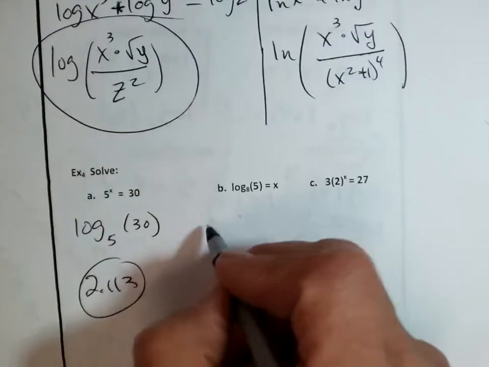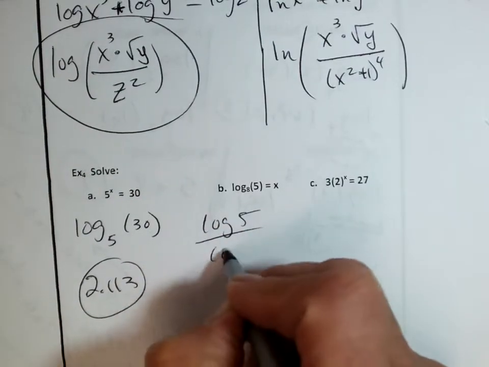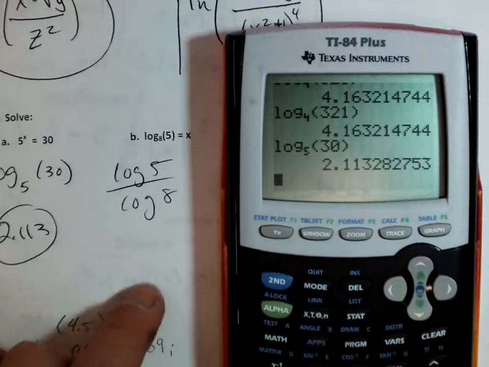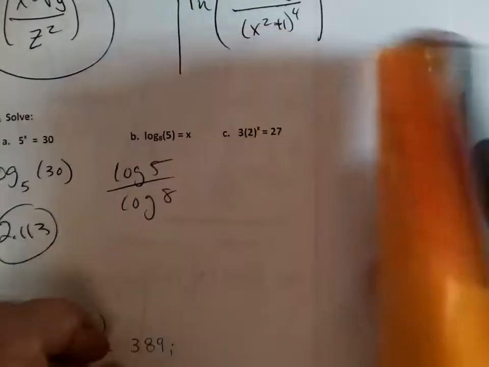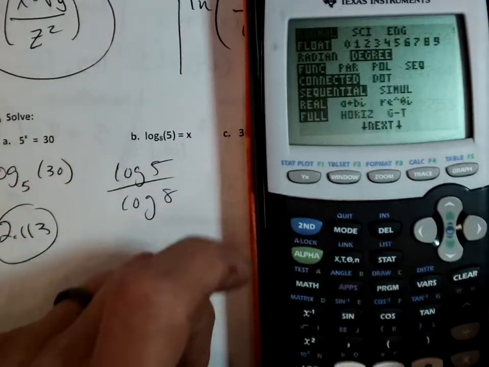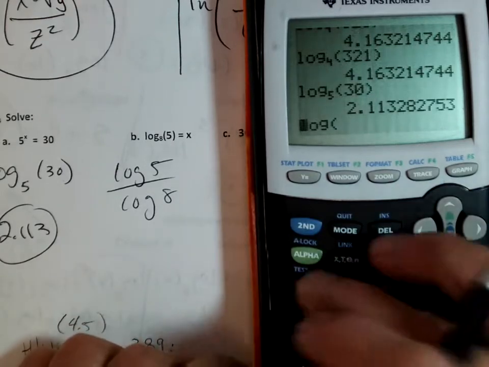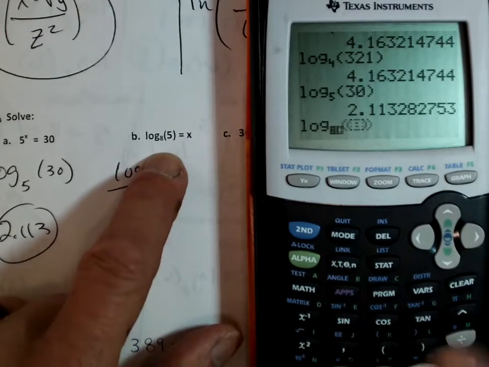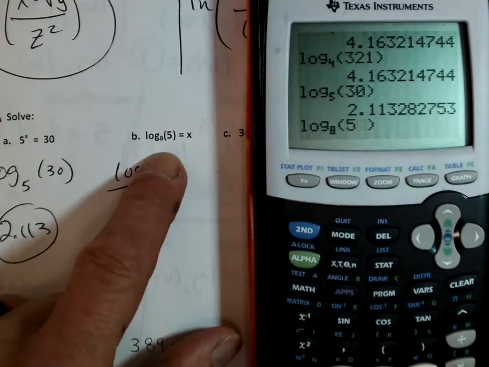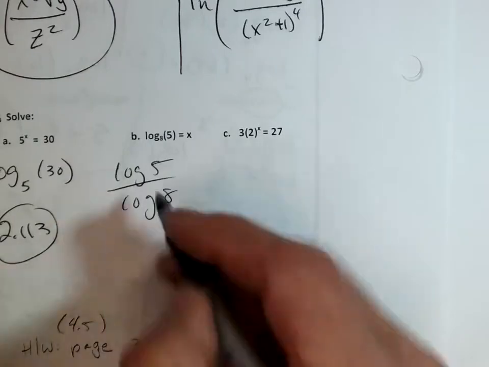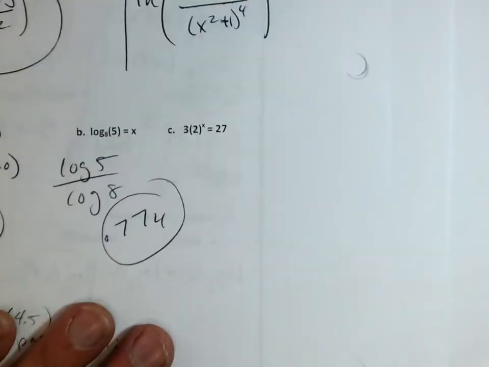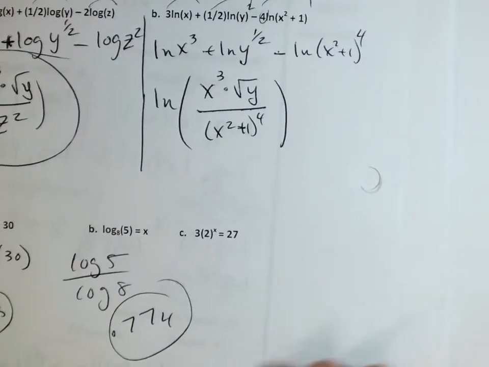I could go log of 5 divided by a log of 8. Or you guys are going to use fancy calculators, aren't you? And just type in log base 8 of 5, at about 0.774, okay? All right, last but not least, C.